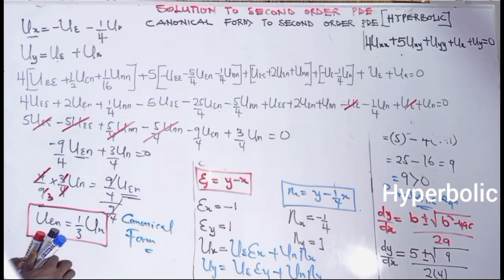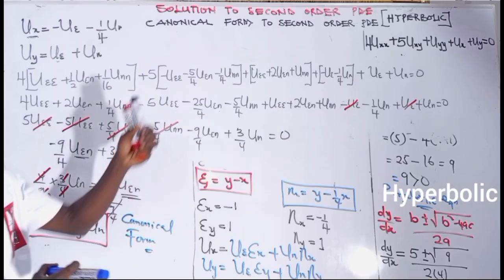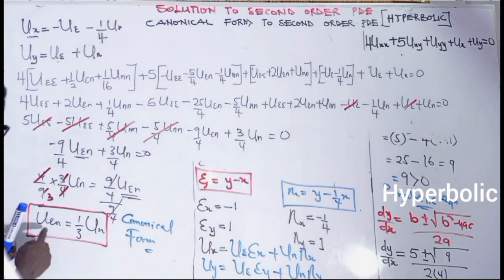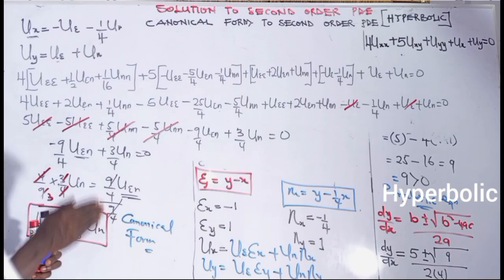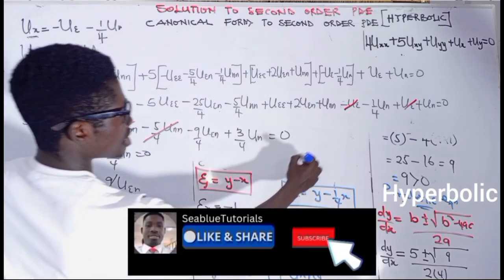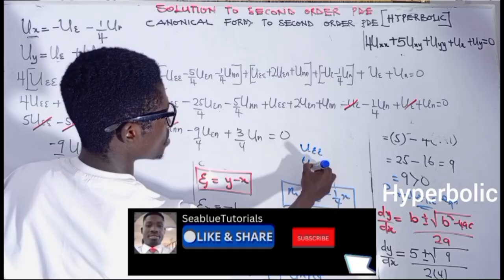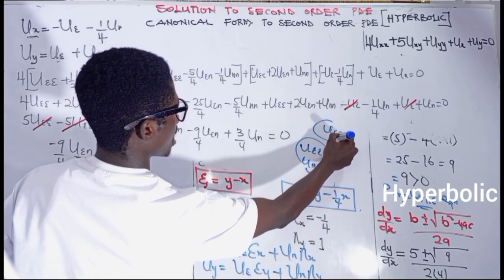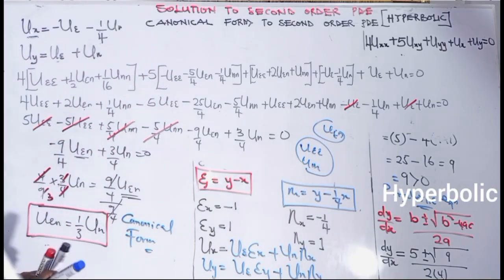Very, very easy. That's why I said that whenever we find the canonical form of a hyperbolic equation, we end up getting u_xi_eta. The u_xi_xi and u_eta_eta terms will vanish, and we'll be left with u_xi_eta. Very, very easy and simple.